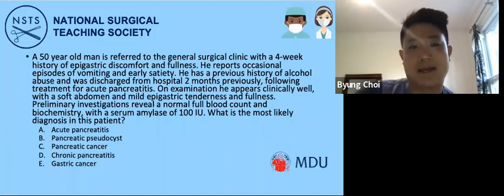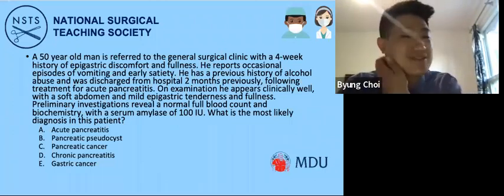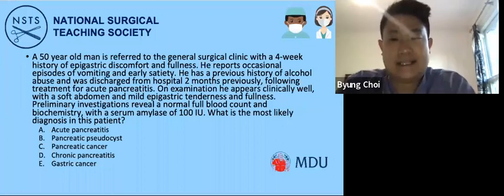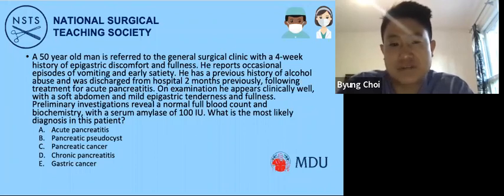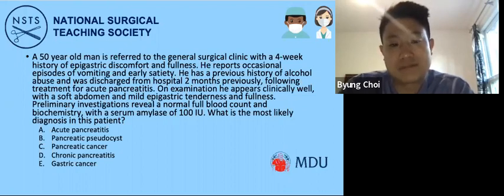All right, so a 50-year-old man is referred to the general surgical clinic with a 4-week history of epigastric discomfort and fullness. He reports occasional vomiting and early satiety. He has a previous history of alcohol abuse and was discharged from hospital 2 months previously, following treatment for acute pancreatitis. On examination, he appears clinically well, with a soft abdomen and mild epigastric tenderness and fullness. Preliminary investigations reveal a normal full blood count and biochemistry with a serum amylase of 100 international units. What is the most likely diagnosis in this patient?